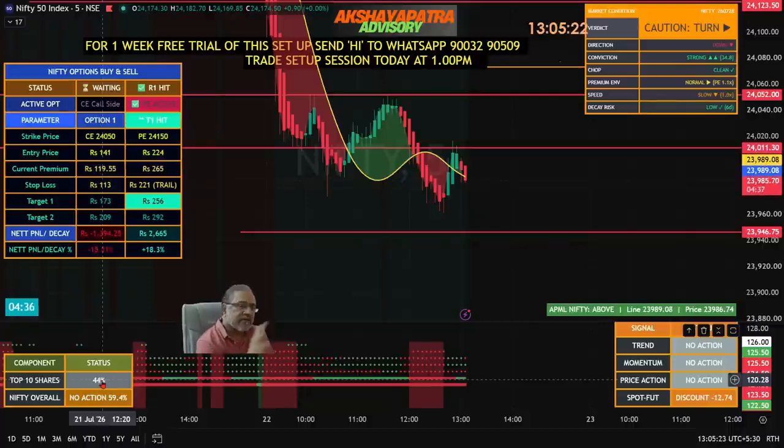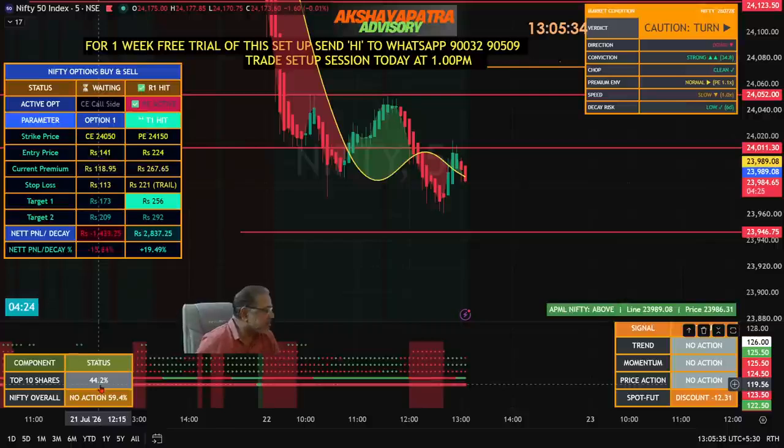So you calculate, keep on checking those 10 shares and arrive at a percentage based on the weightage and based on those indicators whether each share is long or not, and that total percentage is put here as top 10 shares.